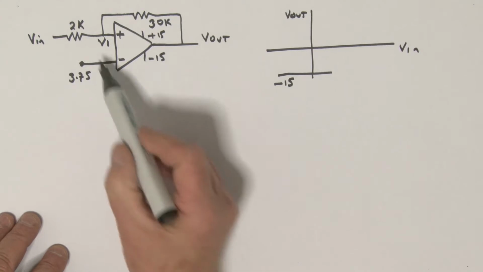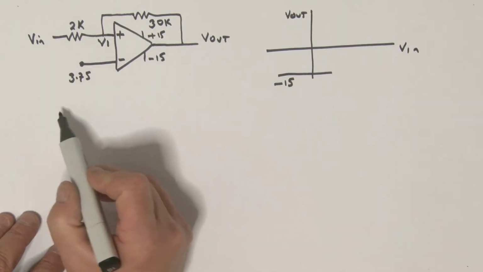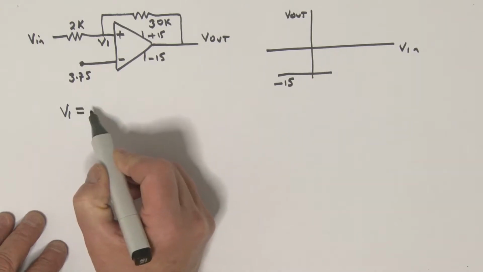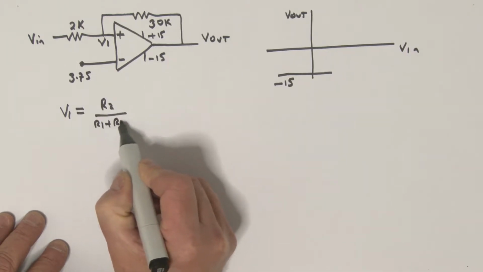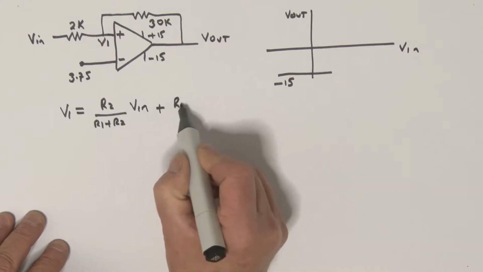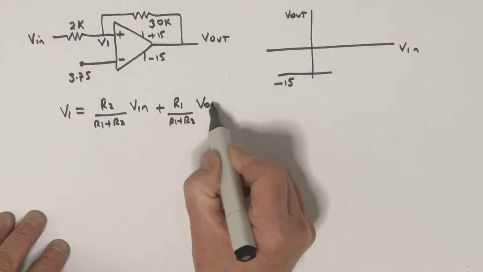Now we can write an expression for V1. Remember, that was done by a superposition approach, so let me just go ahead and write that again. V1 is really equal to R2 over R1 plus R2 times V in, plus R1 over R1 plus R2 times the output voltage.